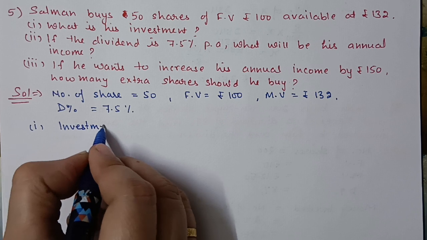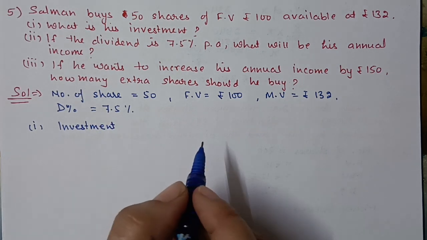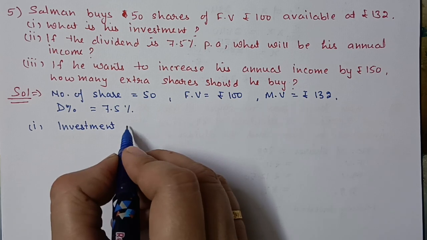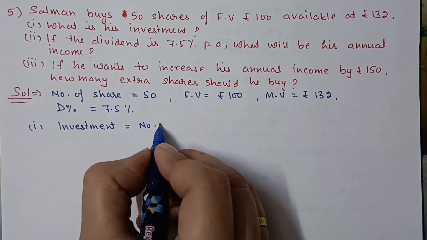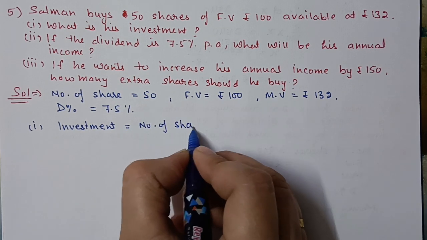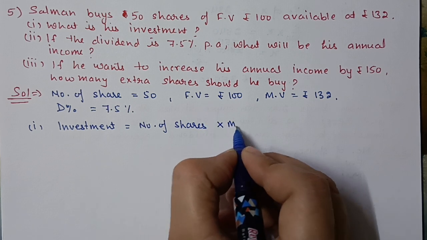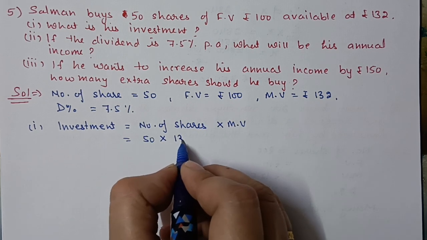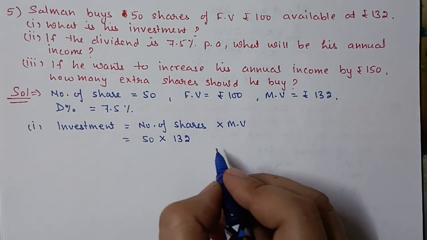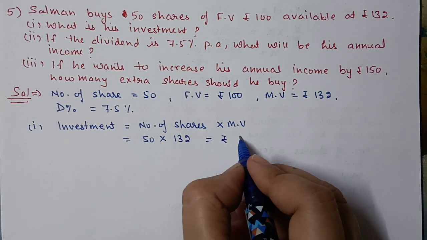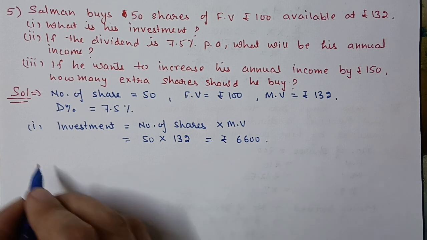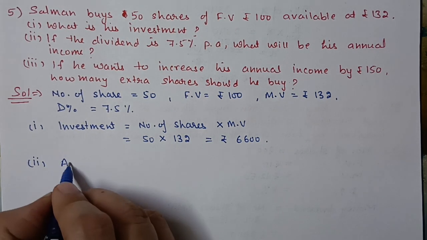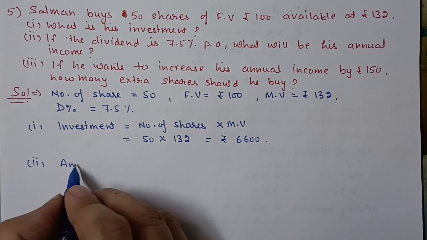Investment is equal to, he has to purchase 50 shares at the rate of 132 rupees. Investment is equal to number of shares into market value. 50 shares at the rate of 132 rupees. So we are getting here 6,600 rupees.